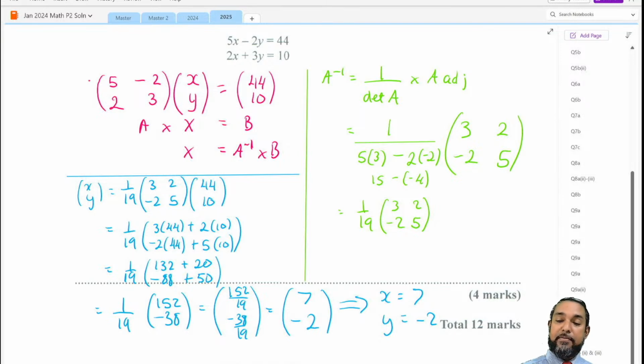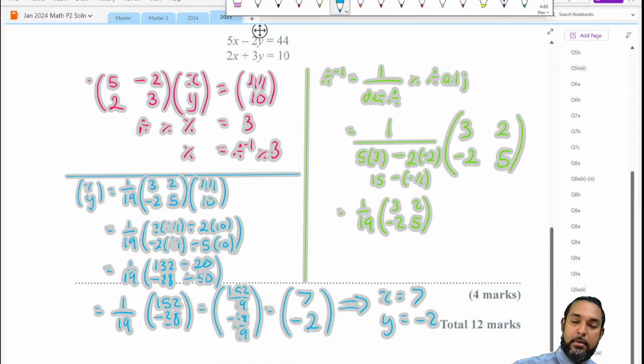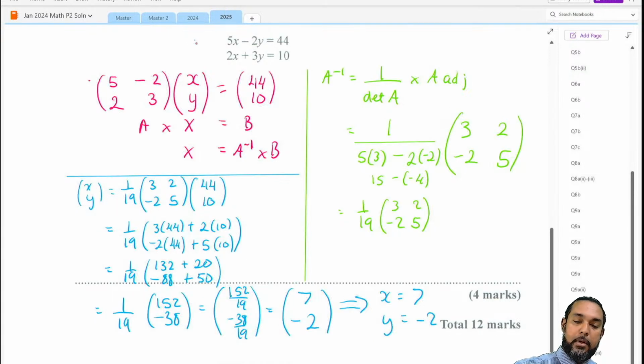Right, now to find A inverse, you go to the green. So A inverse is 1 over the determinant of A multiplied by A adjoint. The determinant is the product of the elements on the first diagonal, going down from left to right, minus the product of the elements on the secondary diagonal, going down from right to left. So that's 5 by 3, which is 15, and then minus 2 by 2, which is minus 4. 15 minus minus 4 becomes 15 plus 4. 15 plus 4 is 19.